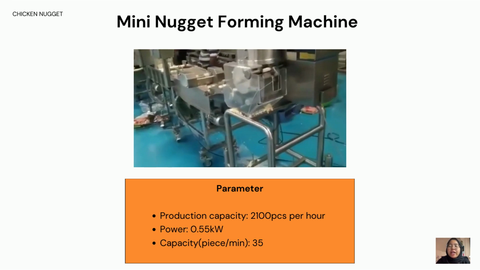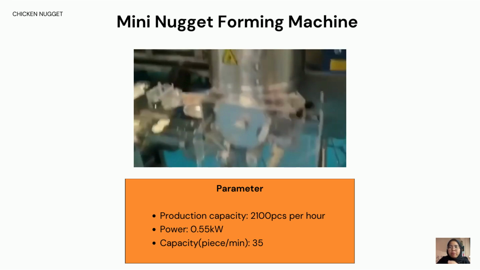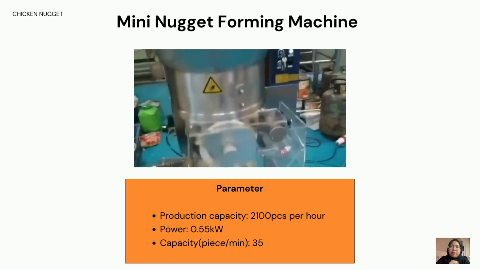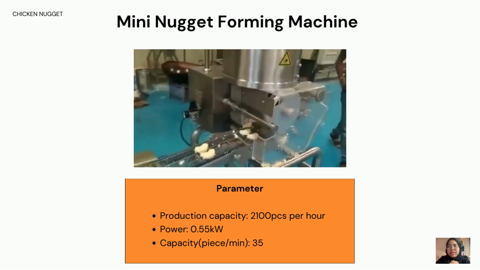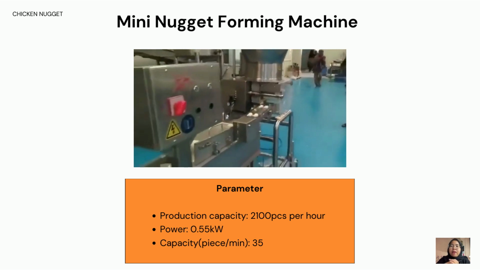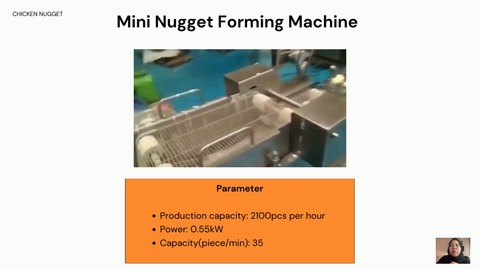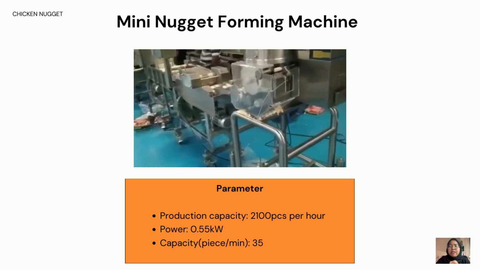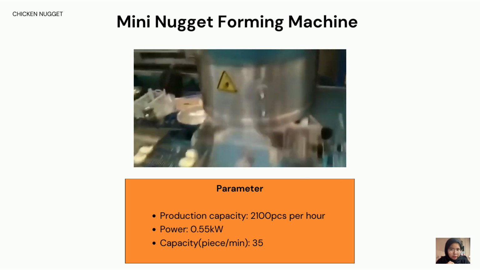The instrument that I use in this shaping process is a mini nugget forming machine. For the parameters, the production capacity is about 2,100 pieces per hour, the power is about 0.55 kilowatts, and the capacity is about 55 pieces per minute.